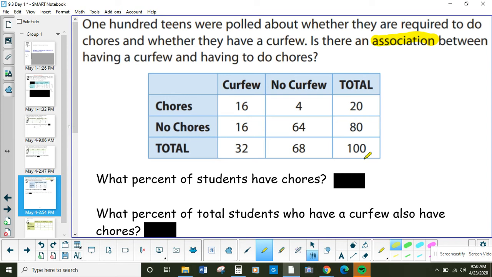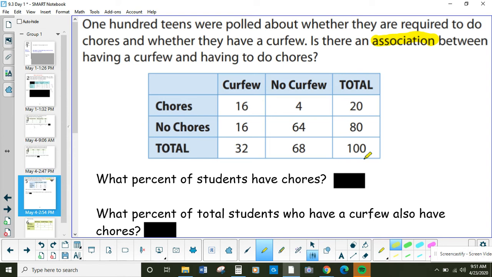And so these questions here, it's like the last couple that we've done. The only difference is you have to find how many people do something out of the total, and then you have to find how many people do something out of a specific group. And that's what that word conditional relative frequency means.